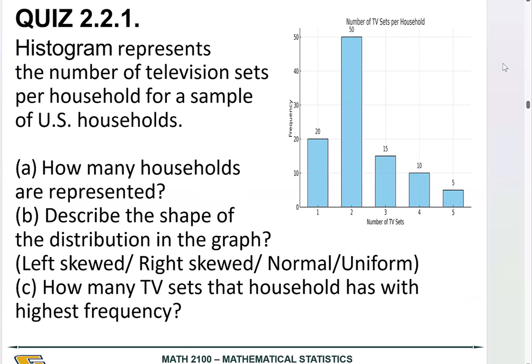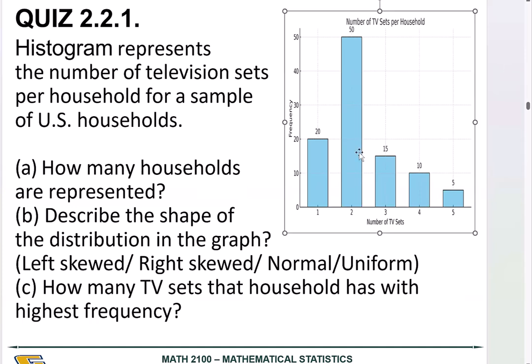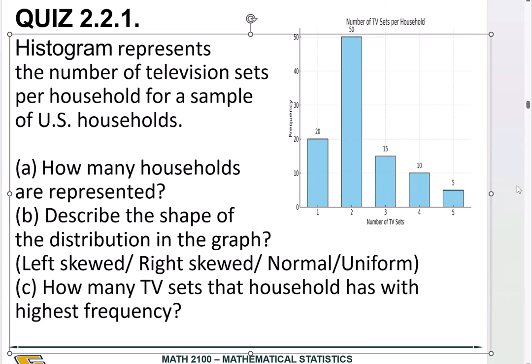So let's look at the quiz together. The histogram represents the number of television sets per household for a sample of US households in this figure, okay? So households with one TV is 20, right? With two TVs, we have 50, three TVs, we have 15, four, we have 10, and five, we have 5. How many households are represented, right? So for this question, just look at the quiz, okay? It's simple, right? We just add up: 20 plus 50 plus 15 plus 5 plus 10.